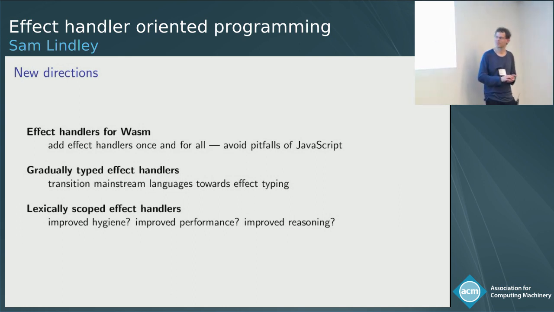Gradually typed effect handlers is something we started thinking about. Gradual typing allows you to seamlessly transition between a statically typed way of programming and a dynamically typed way of programming. We're hopeful that might make it easier to transition to systems with effect type systems, because adding an effect type system to, I don't know, C or something is not really something that's going to fly immediately.